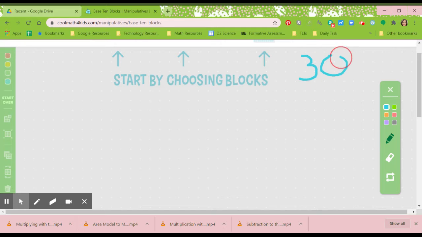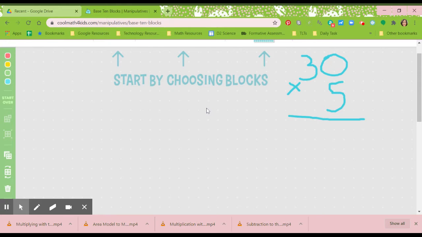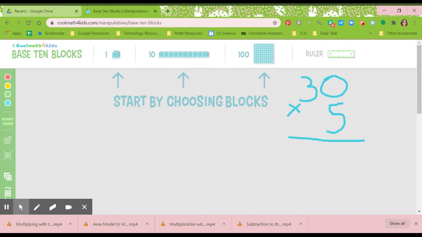30 times 5 using multiples of 10. So, and we're going to be using base 10 blocks. Well, when I think of big numbers that I'm trying to multiply here, like 30 times 5, I want to think what I know about smaller factors. What do I know about 3 times 5?